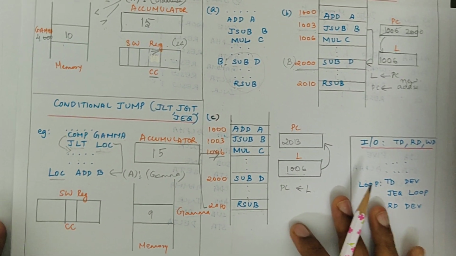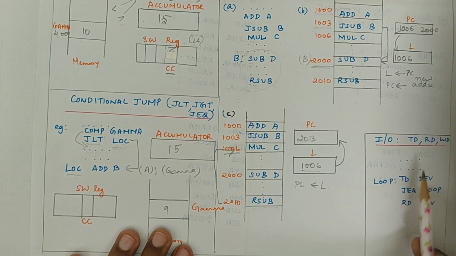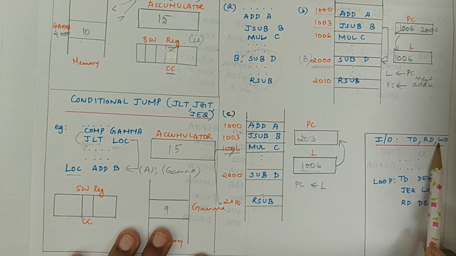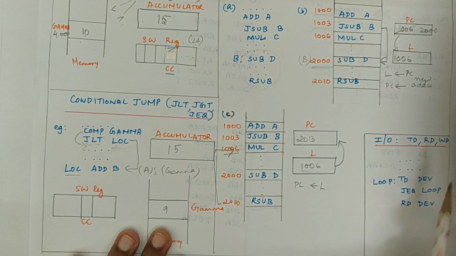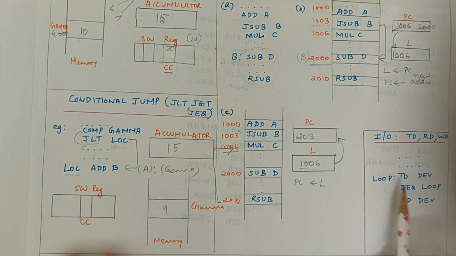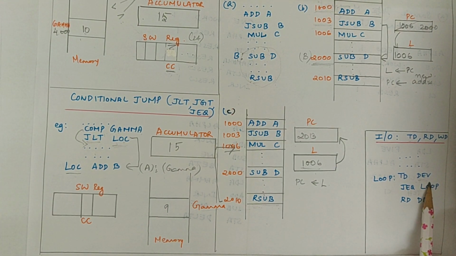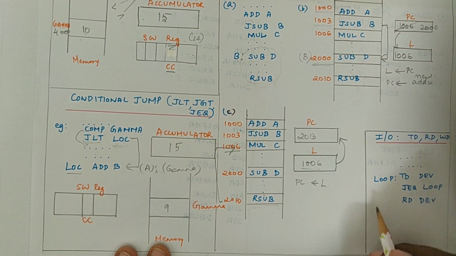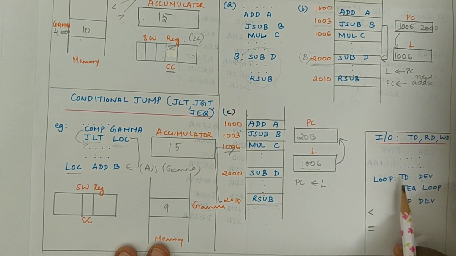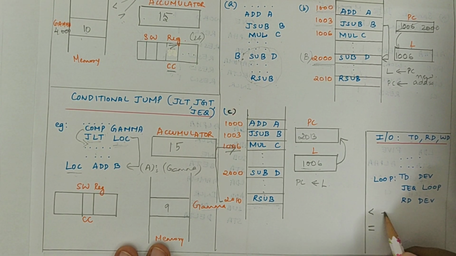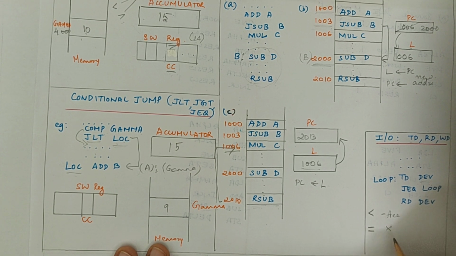Now finally we have one more classification of instruction, which is your IO instructions. So under IO instructions you have three operations: TD, RD and WD. TD is your test device. It will test the value of the corresponding device and check if the device is free. TD will return either less than or equal to. Less than means the device is free or ready. Equal to means the device is not ready.